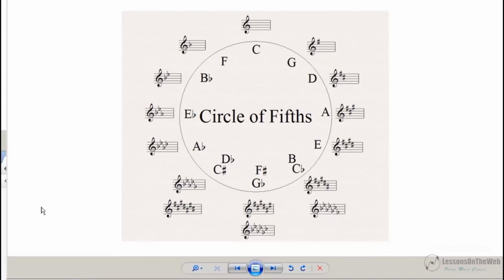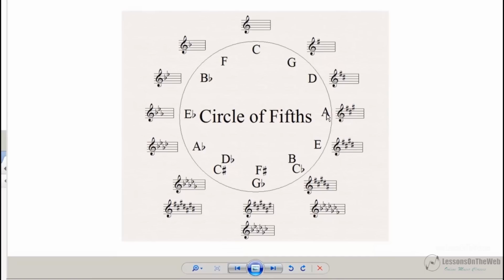So say you have a piece and it says it has 3 sharps, and you're like, okay, what major key am I in? Now these are for major keys, not minor keys. So say we have 3 sharps. Well, there's our 3 sharps, so I'm in the key of A.